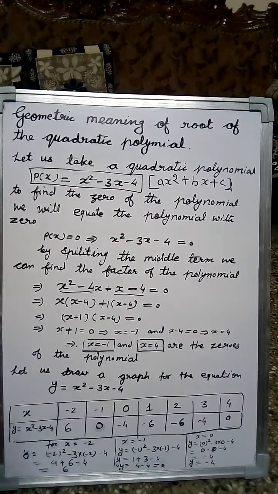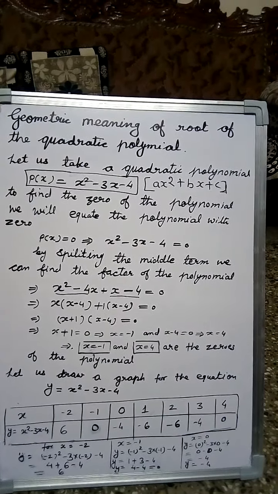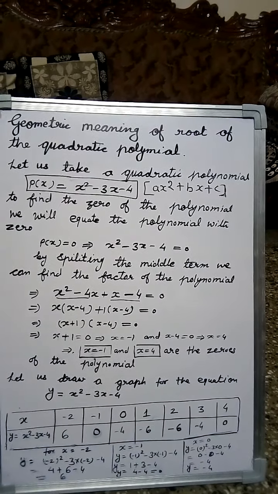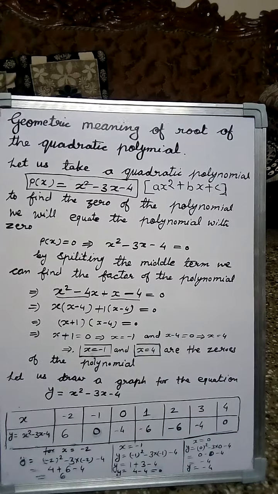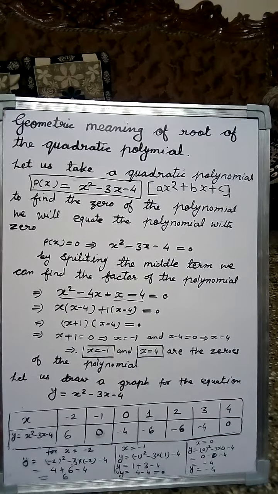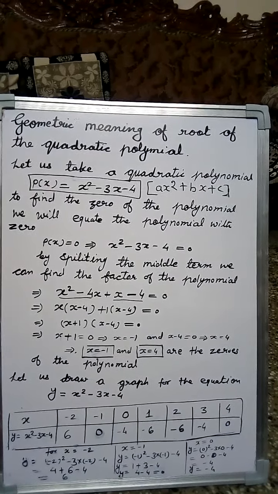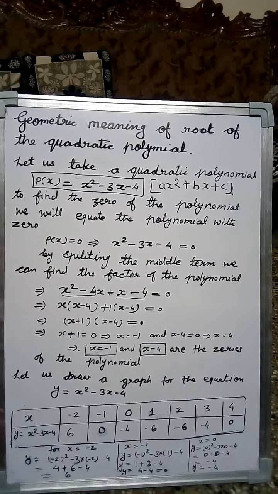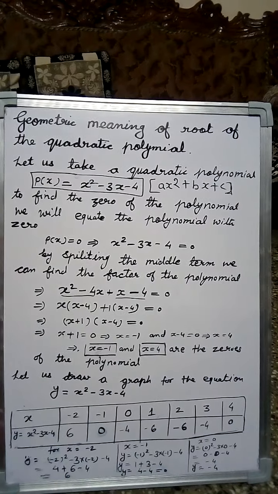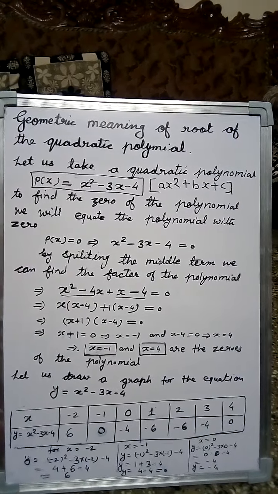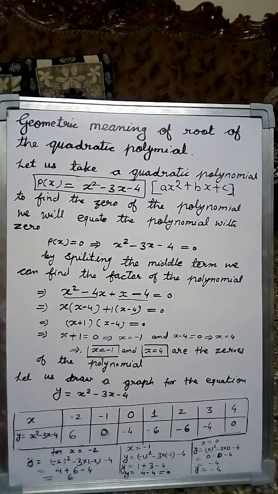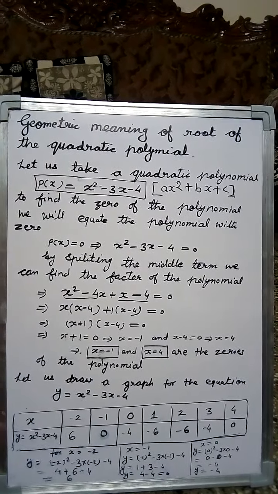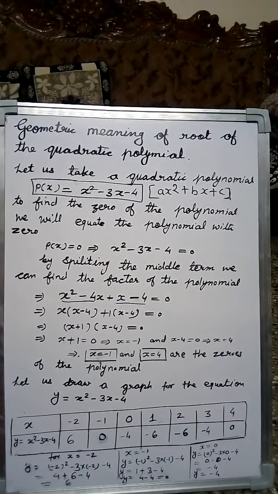Hello children, in the previous video we learned the geometric meaning of the root of a linear polynomial. We know the standard form of the linear polynomial is ax plus b, and when we draw the graph of this linear polynomial ax plus b, we have seen that the graph intersects the x-axis at only one point. That means the linear equation has only one root.